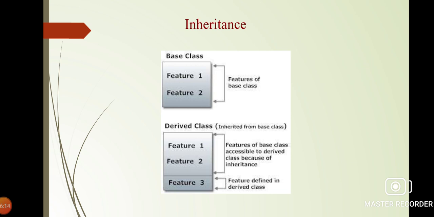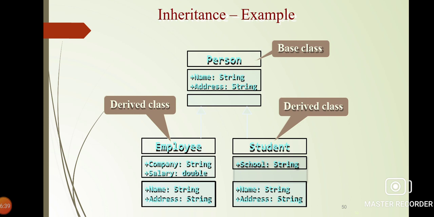This is an example of inheritance. Here is the base class, with feature 1 and feature 2 as features of the base class. The next one is the derived class. This derived class is inherited from the above base class. Feature 1 and feature 2, the features of the base class, are accessible to the derived class because of inheritance. And feature 3 is a feature defined in the derived class.